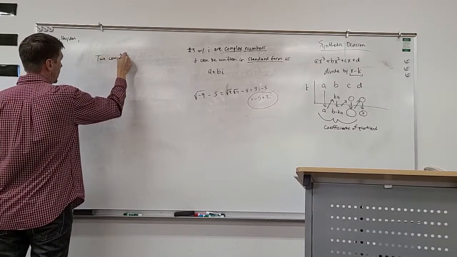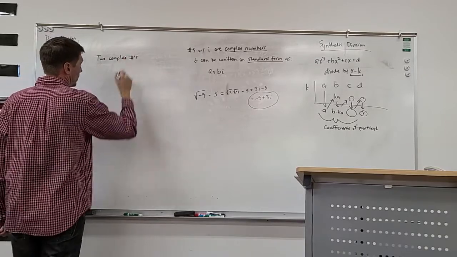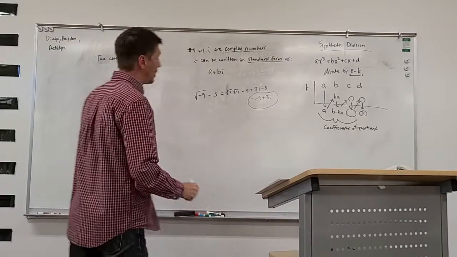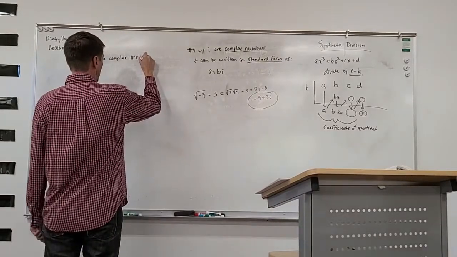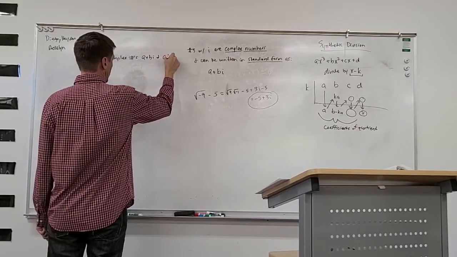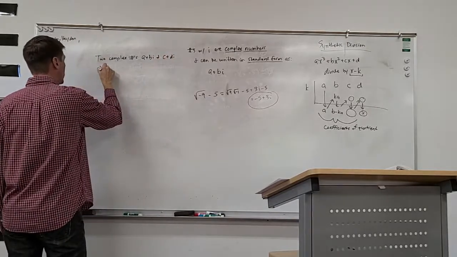Now, when we've got two complex numbers, we can say that those two complex numbers, a plus bi and c plus di, are equal.